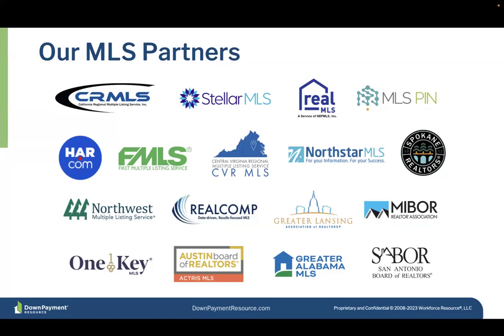California Regional, Stellar in Florida, Real MLS in Jacksonville, Florida, MLS PIN in the Northeast, HAR in Houston, FMLS in Atlanta, Central Virginia in Richmond, North Star in the Twin Cities, Spokane in Washington, Northwest MLS in Seattle, Washington, Real Comp out of Detroit, Greater Lansing out of Lansing, Michigan, Mybor out of Indianapolis, One Key in New York City and up the Hudson Valley, Austin Board of Realtors in Texas, Greater Alabama out of Birmingham, and San Antonio Board out of Texas. If you're a member of one of those MLSs, you have Down Payment Connect for free.